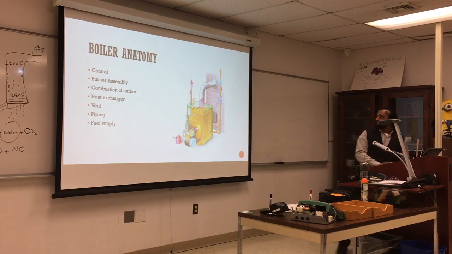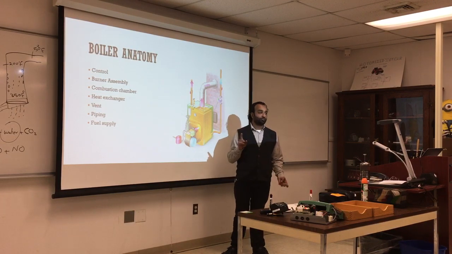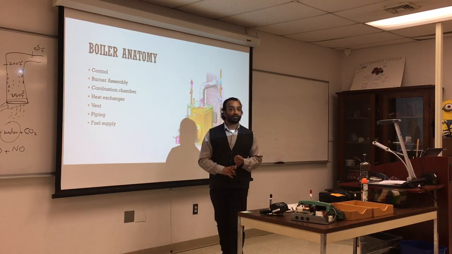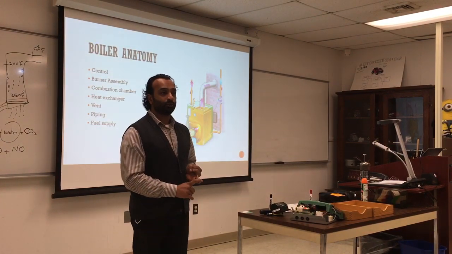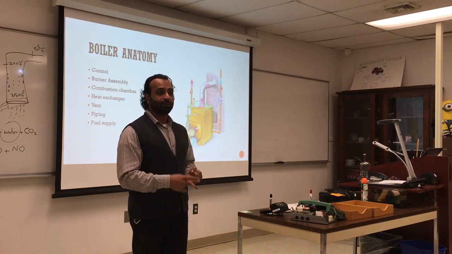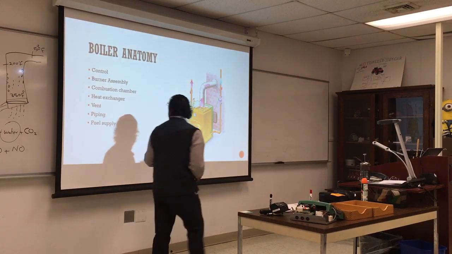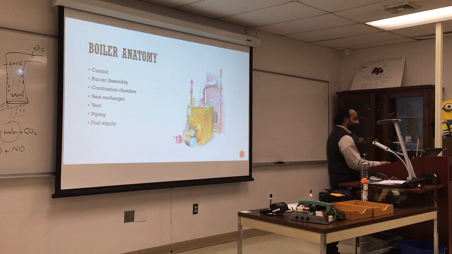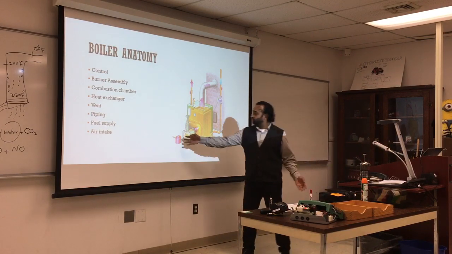Fuel supply, the supply has to come through the filter. But I said fuel because it could be coal, it could be pulverized coal, it could be oil, number 1, number 2, until number 6. But for residential, usually it's number 2. And also the gas, air intake. That usually comes in from here with the burner.